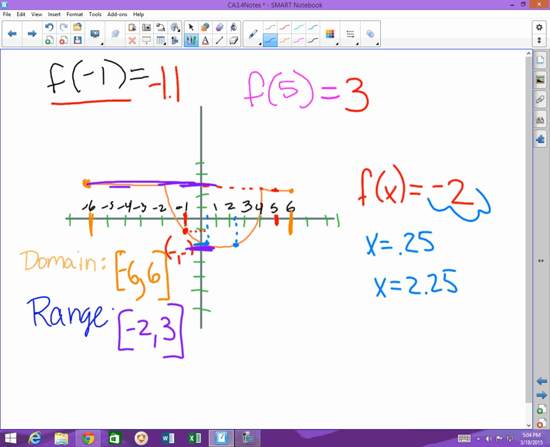If this would have been an open circle here, then that would have been a parenthesis, and that would have been a parenthesis. No, not that side. Sorry. That still would have been a bracket, but this would have been a parenthesis.